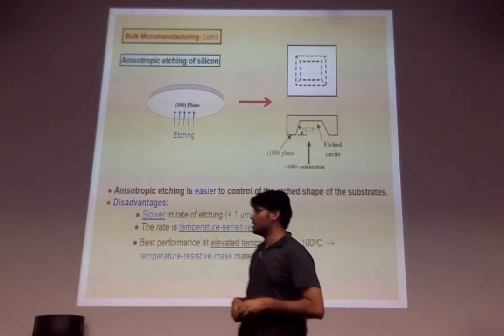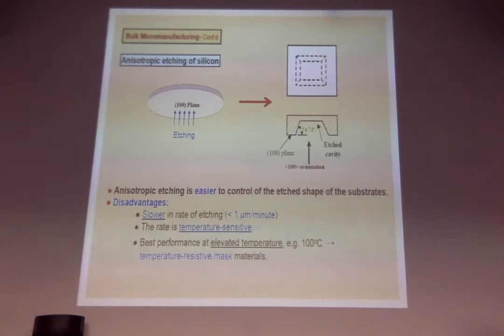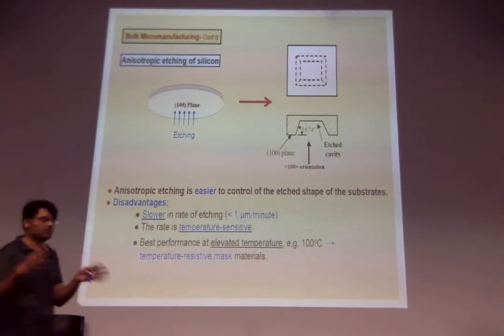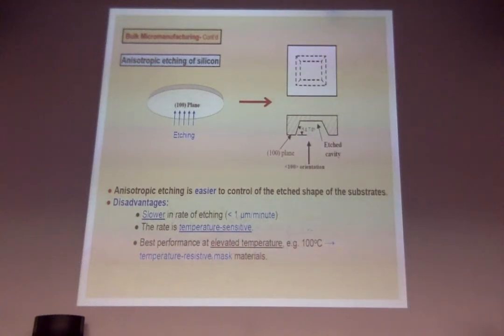So I have been discussing the micro manufacturing techniques. So micro manufacturing techniques is a combination of micro fabrication techniques. So the first technique was bulk micro machining.